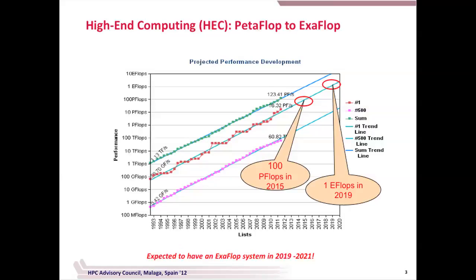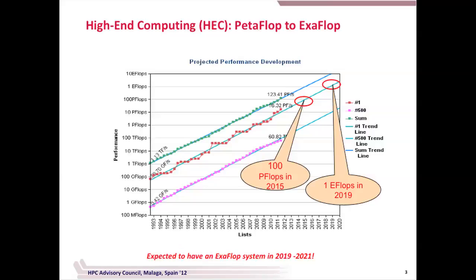Some of you might have seen this chart. This chart is from the Top 500 list. It shows the years and the overall performance. This line is the number 1 system, and this line is the number 500, the lowest system in the Top 500, and this is the cumulative one of all the machines. So this shows a very nice trend over the years.